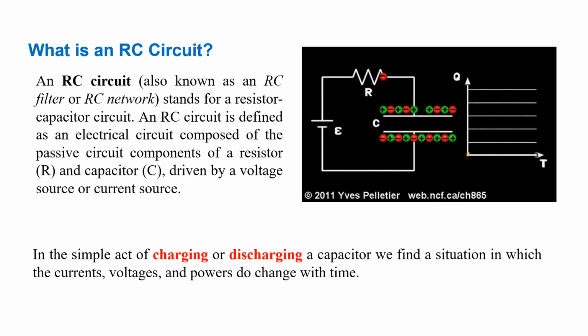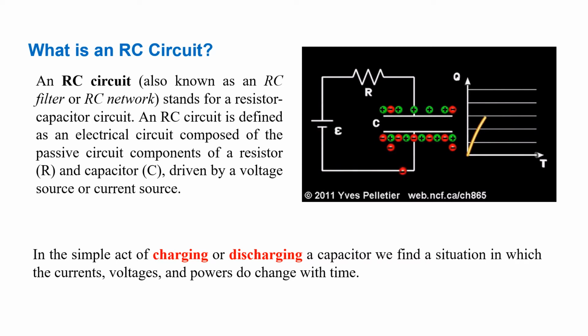So what is an RC circuit? An RC circuit, also known as an RC filter or RC network, stands for resistor capacitor circuit. An RC circuit is defined as an electrical circuit composed of the passive circuit components of a resistor, which is your R, and capacitor, your C, driven by a voltage source or current source. To the right is an example of an RC circuit.